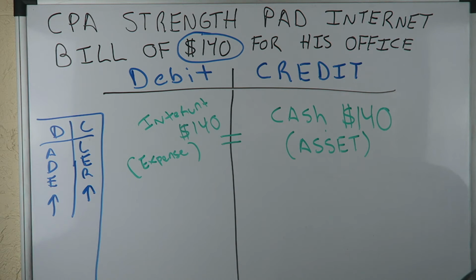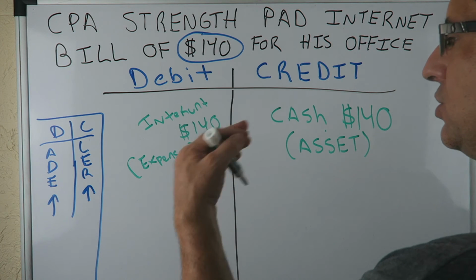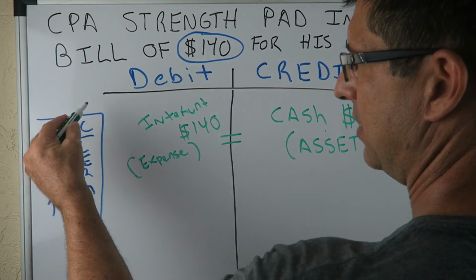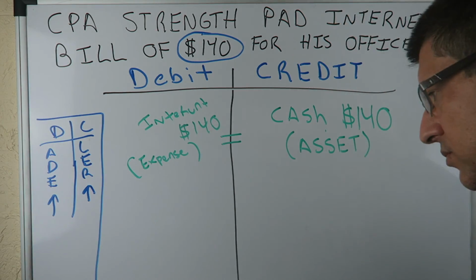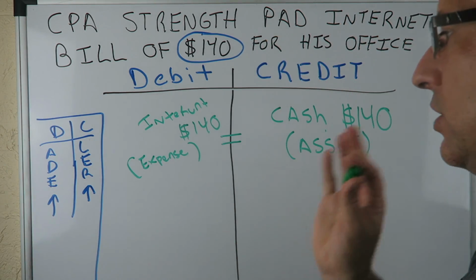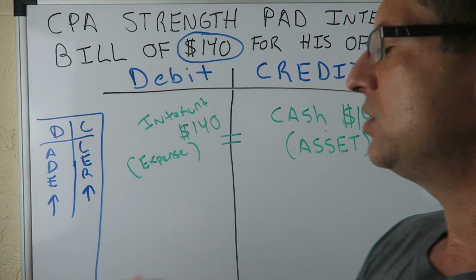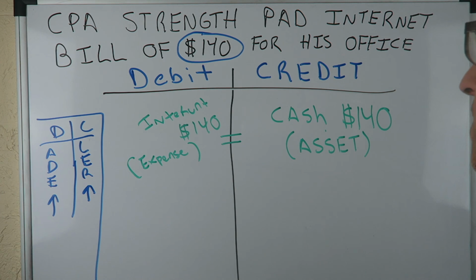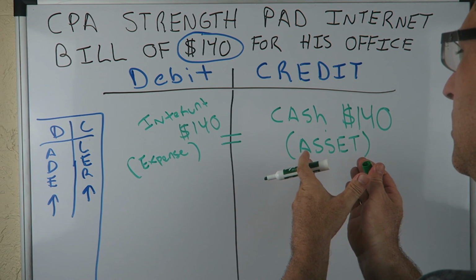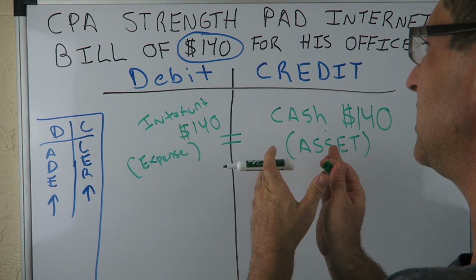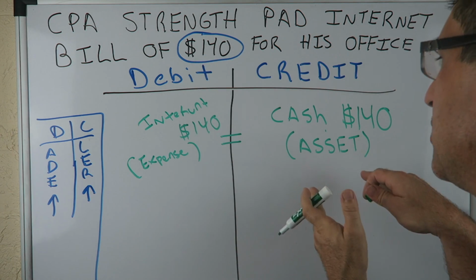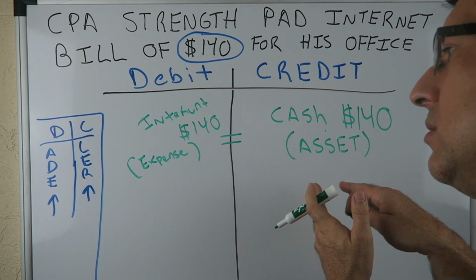We have cash on the credit, and our cash is going down. So that makes sense. That's it for this journal entry. It's just a lot of practice, but if you can follow the cash, you can get it. This is an example of cash leaving for an expense. Cash leaving is a credit, all right?